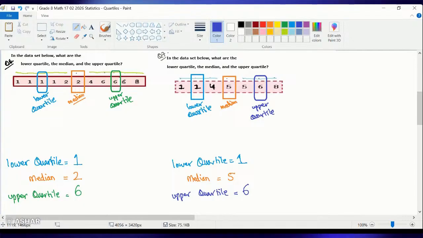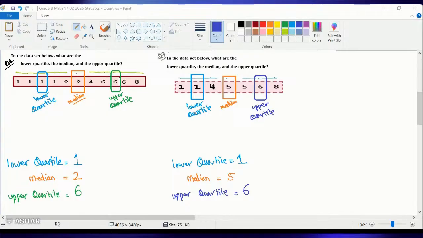The upper quartile represents the 75% of the data set. The median represents the 50%, the middle value, and the lower quartile represents the 25%. Thank you. Thank you, HJ. Let's have a look at another example.